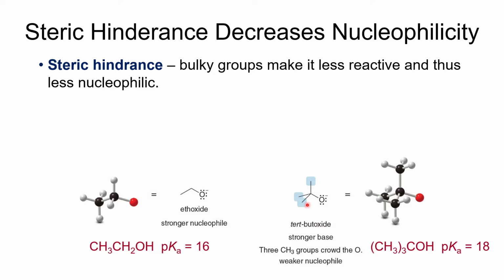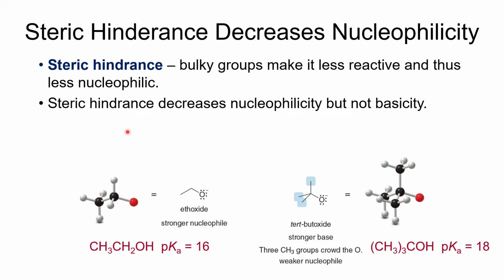However, tert-butoxide, whose conjugate acid is tert-butanol, has a pKa of 18, which means that this is an even stronger base, but it's not as good of a nucleophile because these methyl groups make that oxygen a little less accessible as a nucleophilic atom. So it's more difficult to arrange this particular molecule so that it can act as a nucleophile. Steric hindrance will decrease the nucleophilicity, but it does not decrease the basicity.